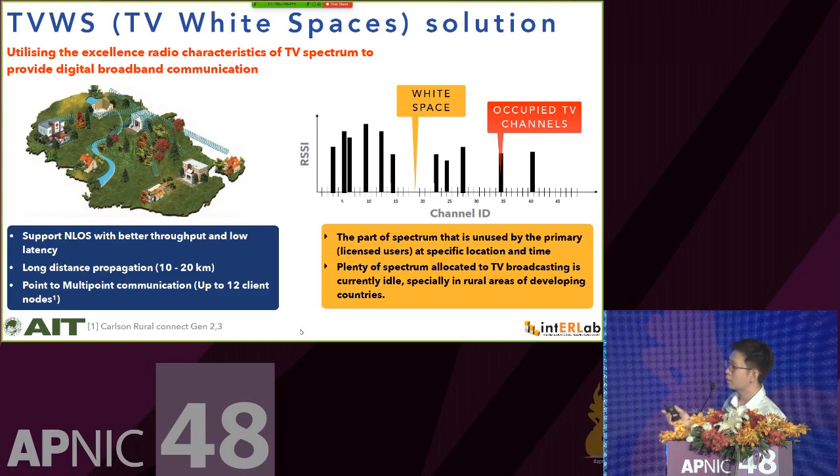And also, the policies to use white space are really simple. In white space, we have to share the spectrum with the TV channel, which we call the licensed user, who pays for the license for the TV band, like TV broadcasting. As we can see, the black bar here shows the signal which is occupied by the licensed users. And the white part is our white space, which means this spectrum is not being used by anyone. So we can use our equipment to deploy and use this frequency to operate for another purpose.